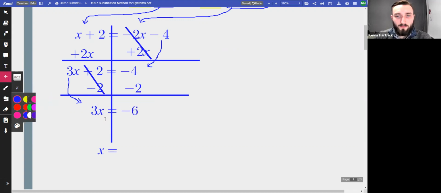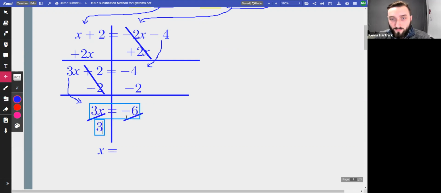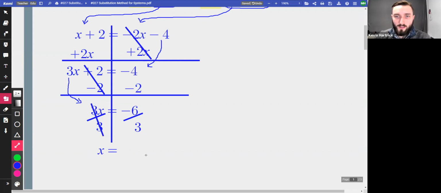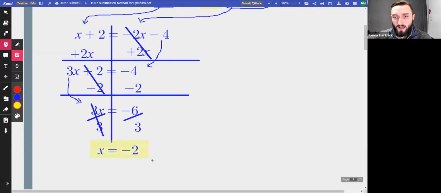Last step, I need to get rid of this 3. How am I going to do that? Well, I need to divide because it's 3 times x originally. So the opposite, we're always doing opposites. The opposite of multiplying by 3 is dividing by 3. So I've got my division symbols here. 3 divided by 3 is 1x or just x. Remember, I could put a 1 here, but you usually don't see it. But that's where that comes from because 3 divided by 3 is 1. Negative 6 divided by 3 gives me a negative 2. Check that one in your calculator if you need to as well. So you should have gotten negative 2 for your x.